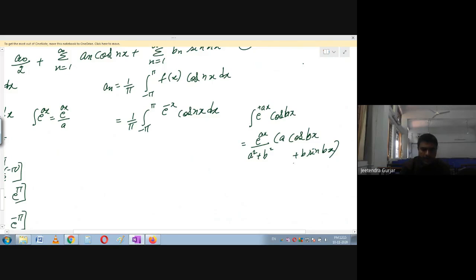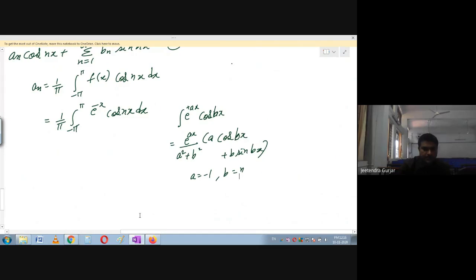Please use this formula. You can see in the equation they have given e raised to minus x, which means a is equal to minus 1 and b is equal to n. So please remember this and substitute one by one. Now 1 upon pi I will keep as it is. So I'll substitute for the integration. So this is equal to e raised to minus x divided by a, which is minus 1 squared, is 1, plus b is n, so directly I'm going to take this as n square.